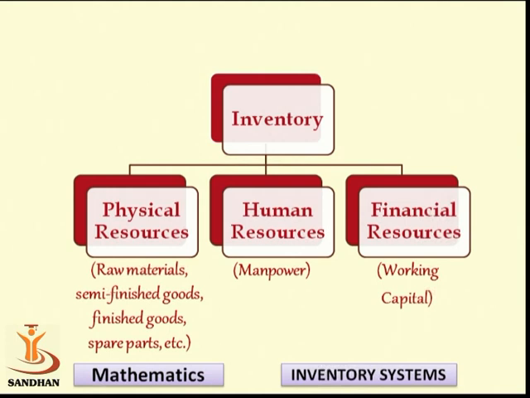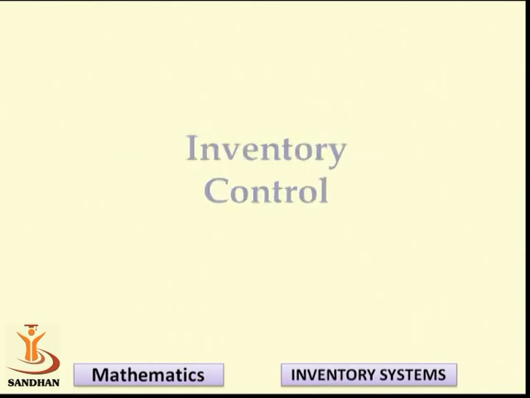Secondly, human resources, that is the manpower. You and I, students, the doctors, the nurses, the patients, the customers, they are all human resources. They also have got future value, they also have got present value, and hence they also come under human resources inventory. And finally, financial resources. The working capital that goes into any organization to begin with is also an inventory. So when we talk about inventory, the categorizations are physical resources, human resources, and financial resources.